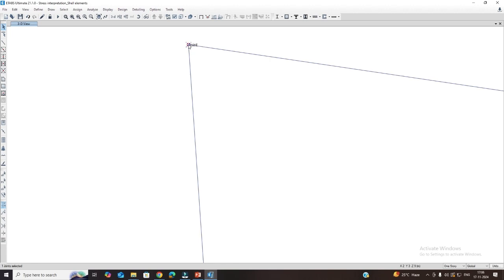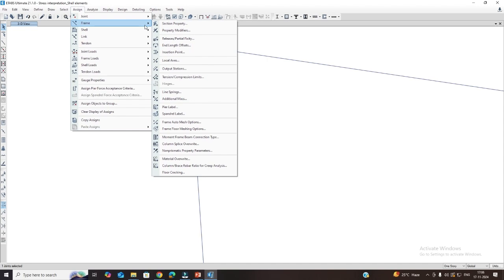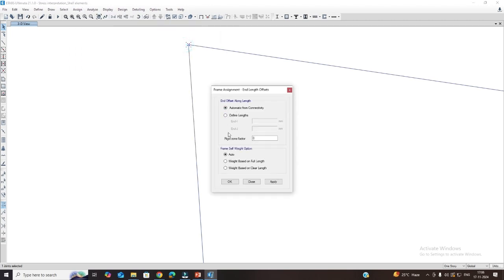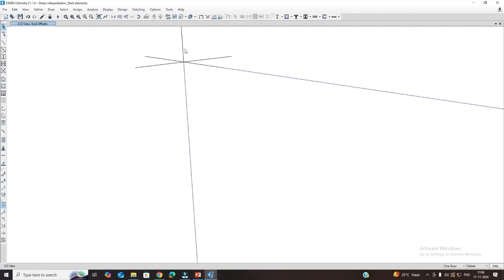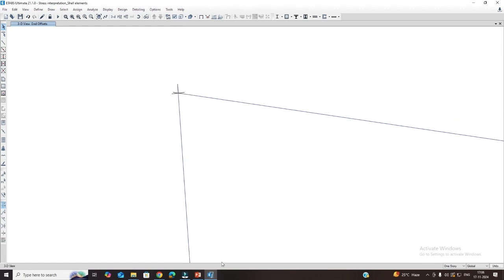So this can be provided by going to the joint offset. You go to joint, then there is an option of joint offset. There, the rigid zone factor, you can provide 0.5. So now this joint will be considered as 50% rigid, not fully 100% rigid. Like this you can model beam-column joints in RC building analysis.